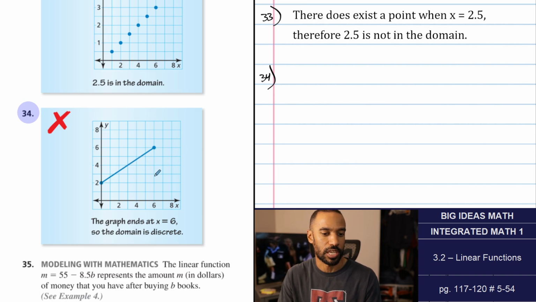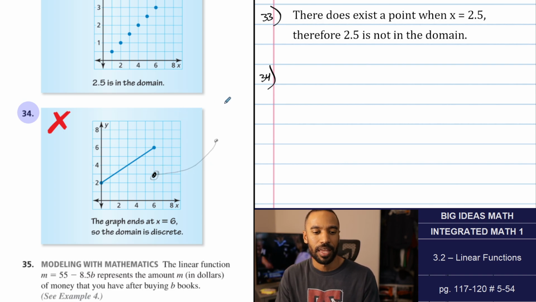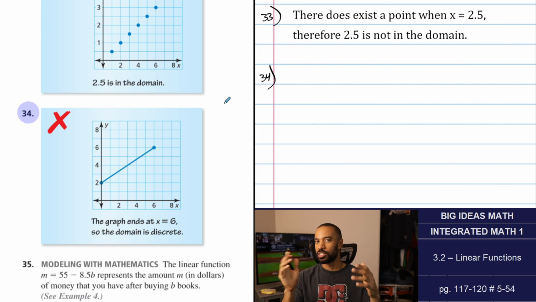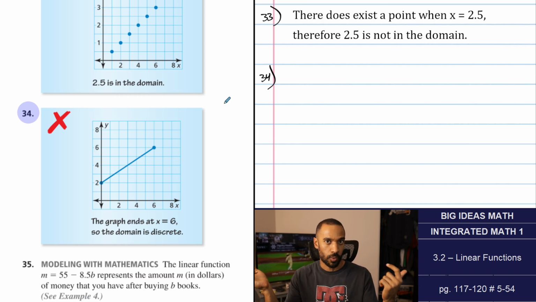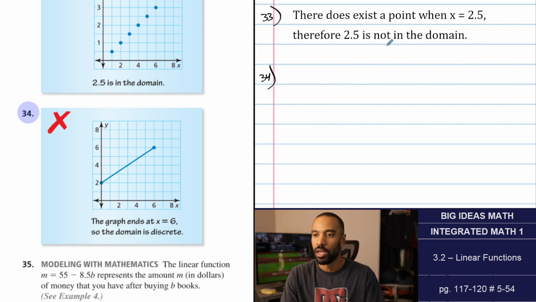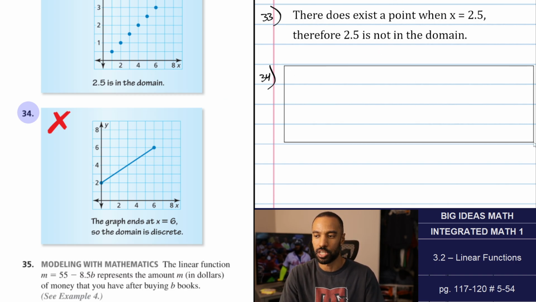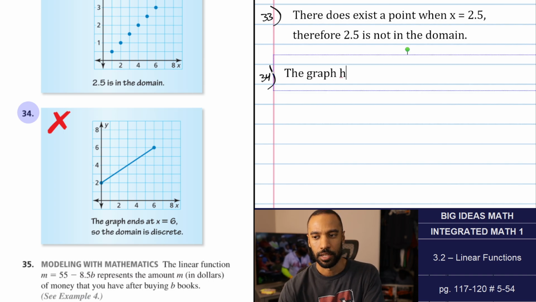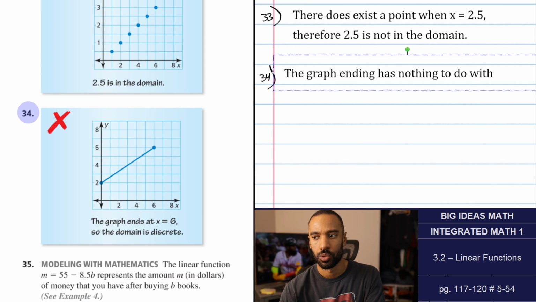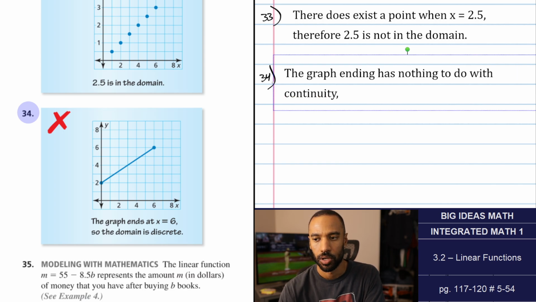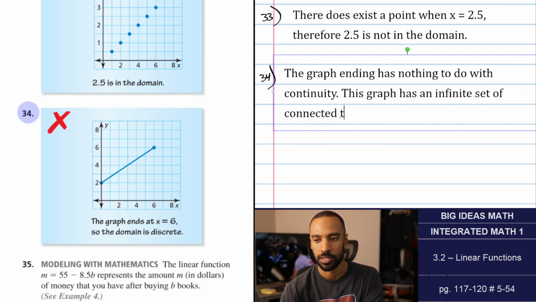Now, you could have a graph that separates itself like that, and then joins up again and does something like that. I guess this would be an open circle. It's discontinuous as far as the jump goes, but it's continuous as far as the infinite set of points in between. When I write my domain, it needs to be a compound inequality. So this is definitely not discrete. It's definitely continuous. The graph ending has nothing to do with continuity. This graph has an infinite set of connected points. Therefore, it is continuous and not discrete.